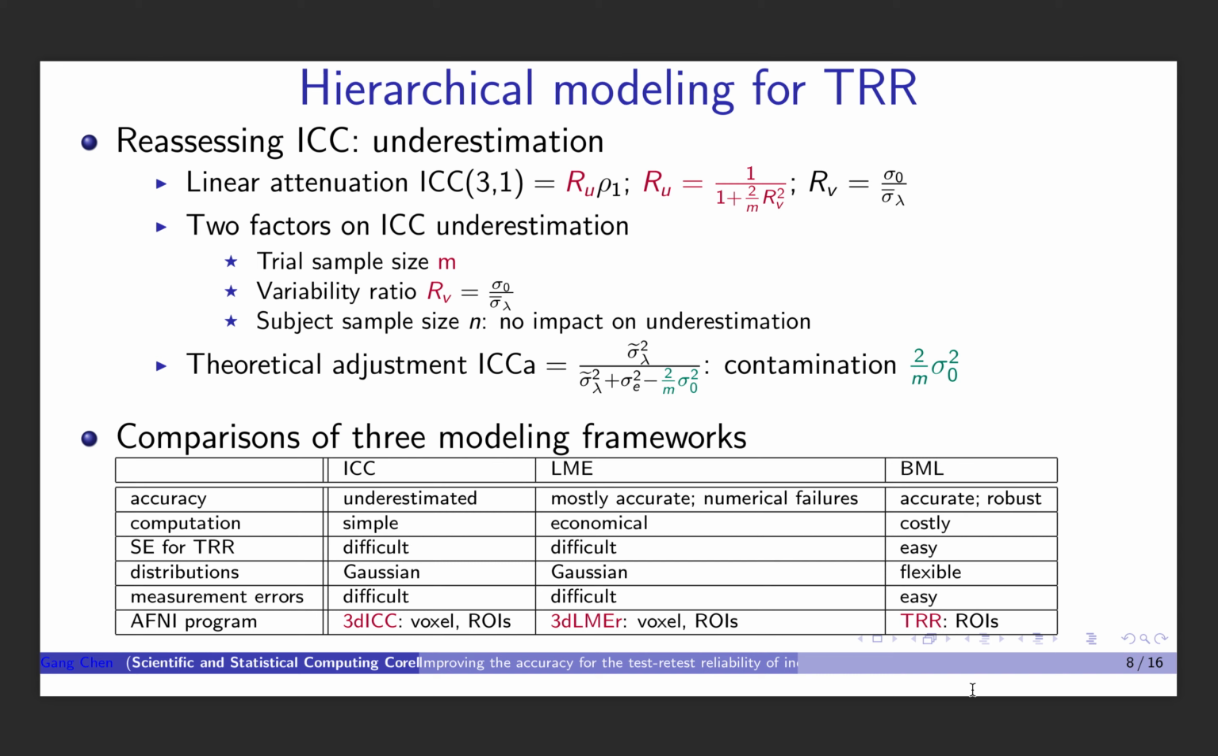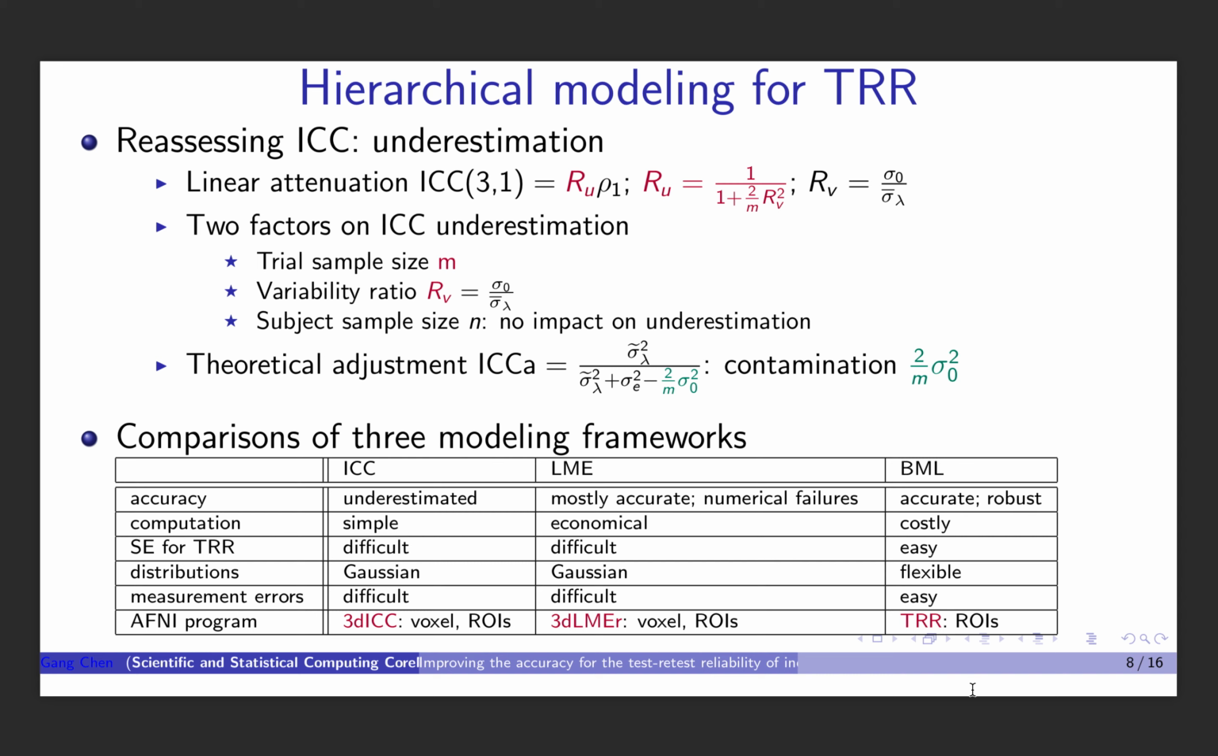Lastly, we have the third platform, which is Bayesian multilevel modeling. The obvious aspect of the Bayesian framework is accuracy. It's relatively accurate and numerically robust. The only downside is that the computational cost is pretty heavy. But we have other advantages, like uncertainty, which is easy to get because we have the posterior distribution.